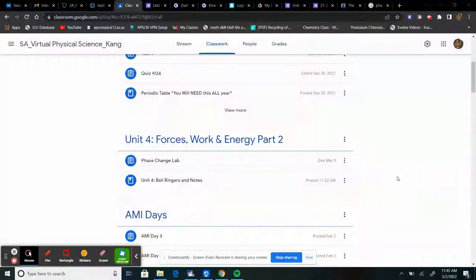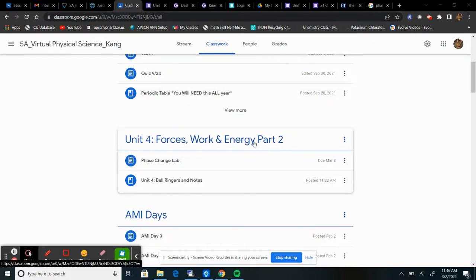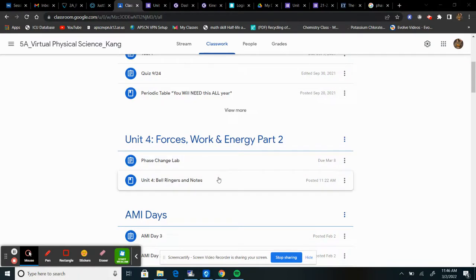All right, so this is our lecture for March 2nd. We're going to go ahead and get started with our next unit. We see that we are still under Unit 4, but we are looking at something a little bit different. We are still looking mainly at our energy part, so we're not focusing on forces and work as much. But still, we are technically in Unit 4.